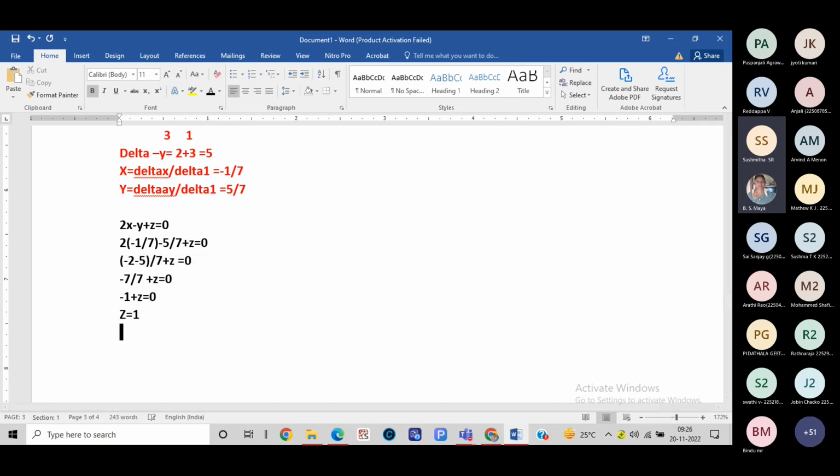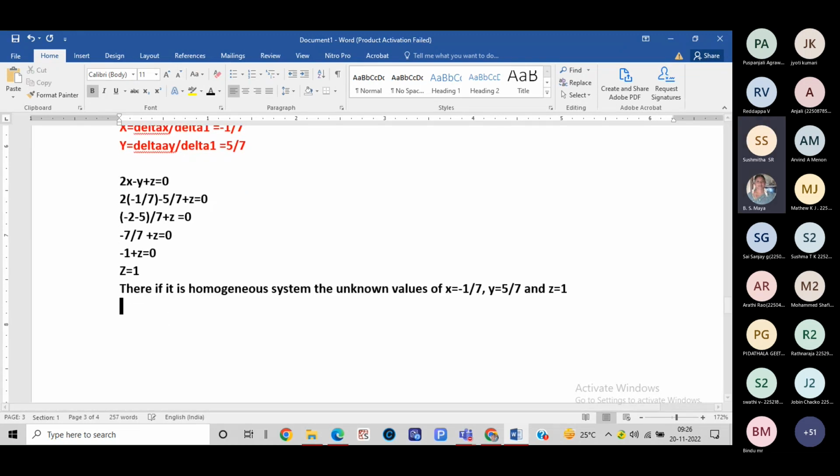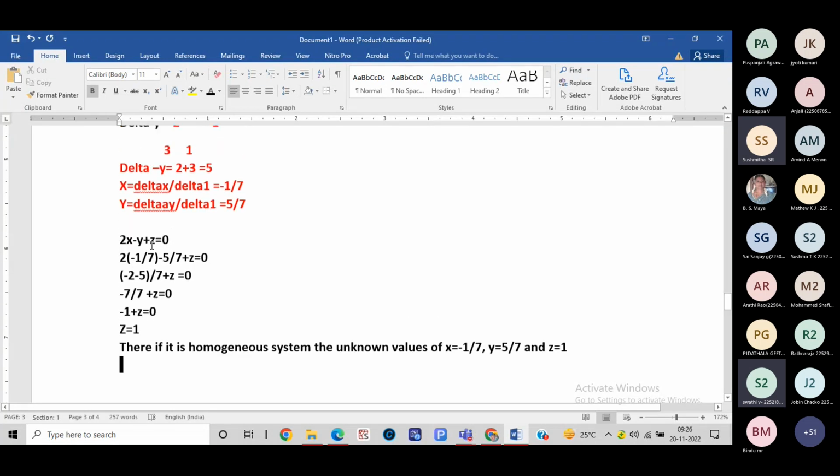So, therefore, if it is a homogeneous system, the unknown values are x is equal to minus 1 by 7, y is equal to 5 by 7, and z is equal to 1. Ma'am, actually, what about the third equation? Ma'am, we didn't use the third equation.